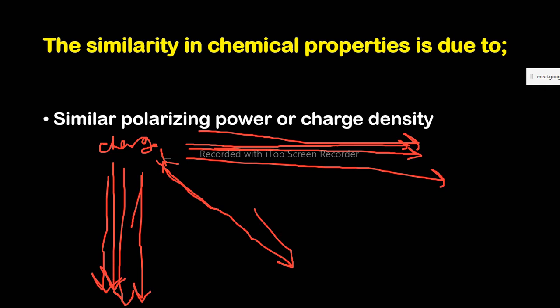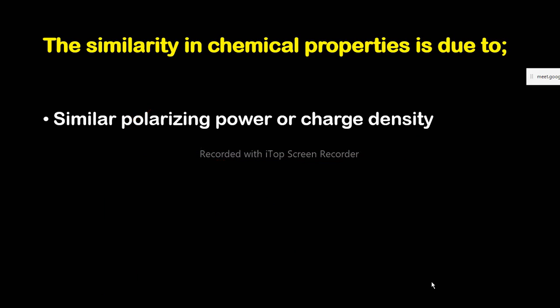That's why these diagonal neighbors, the diagonal relationship elements, will show similarity in the chemical properties due to similar polarizing power. The polarizing power is not exactly the same, but the values are close to each other. The values are almost the same. So we say they have similar polarizing power or similar charge density.